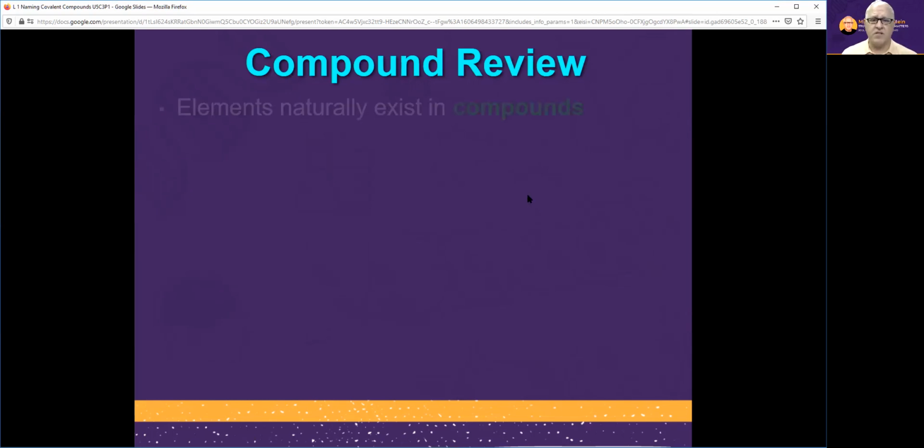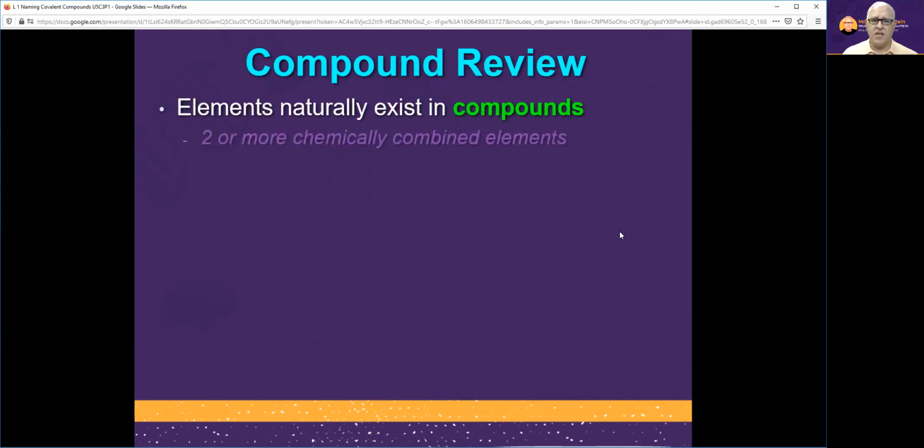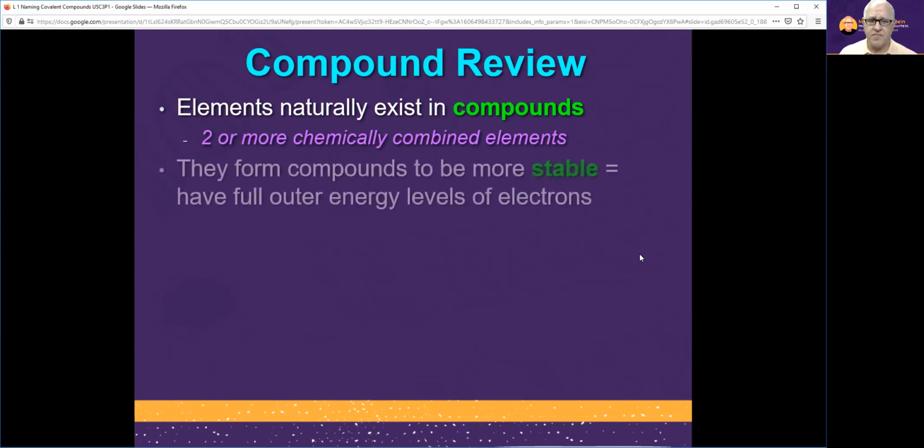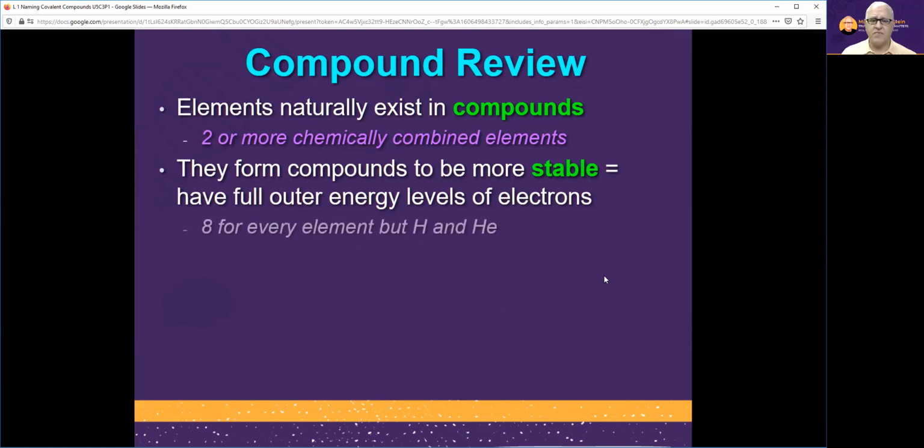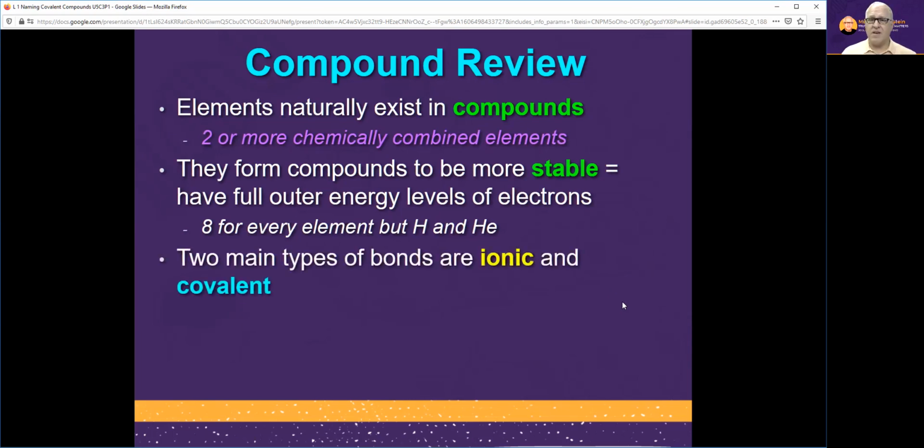into the covalent bonds. Remember, elements naturally exist in compounds, and a compound is 2 or more chemically combined elements. Sometimes there's 2, sometimes there's 3, sometimes there's more. Sometimes there's an element and a polyatomic ion. And they form compounds to be more stable, so they can have an outer full energy level of electrons. And you need to have 8 for every element except hydrogen and helium. They only need 2.